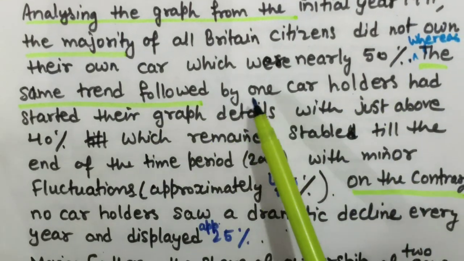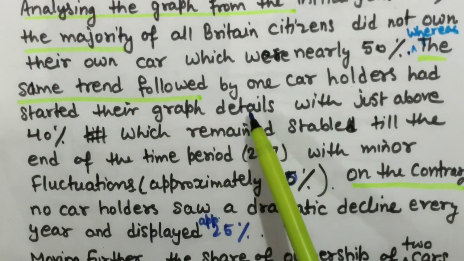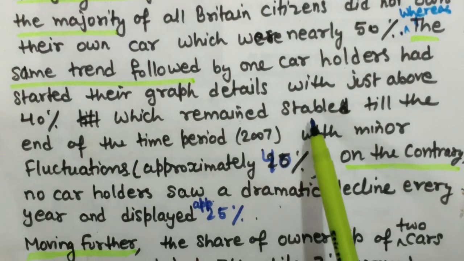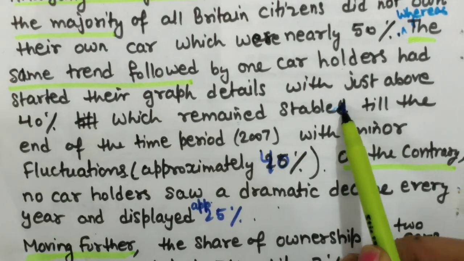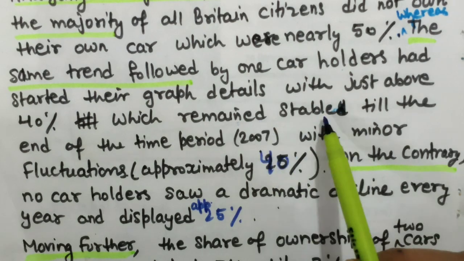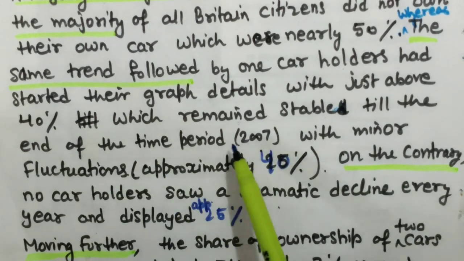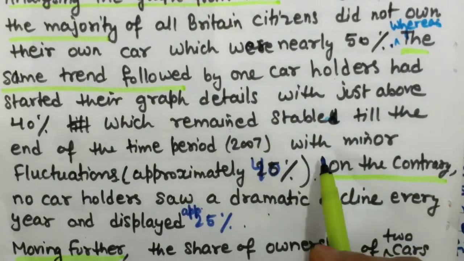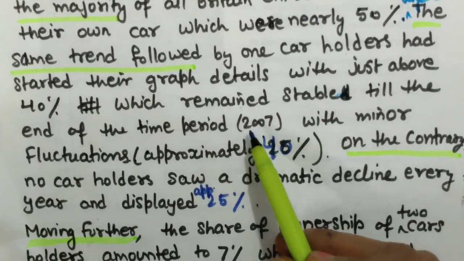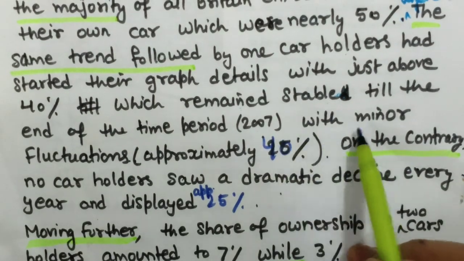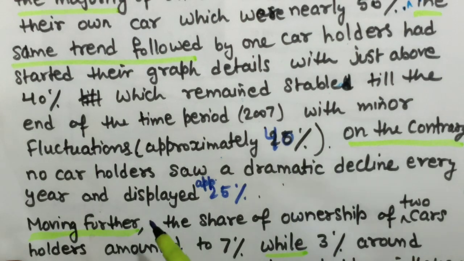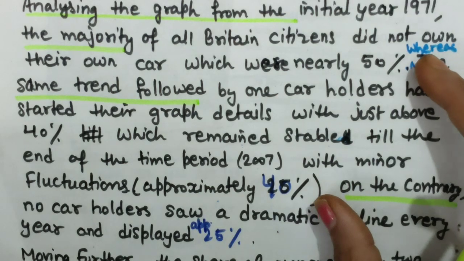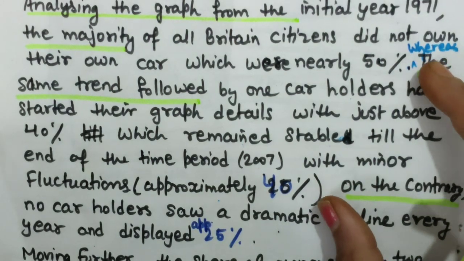Whereas the same trend followed by one car holders had started their graph details with just above 40%, which remained stable, because this is the second verb we have already written, so here stable till the end of the time period, 2007. Now we have finished the detail of the one car line graph. With minor fluctuations, the time period continues with minor fluctuations, approximately 40%. So from here to here we have completed the details about one line graph, that is one car holder.